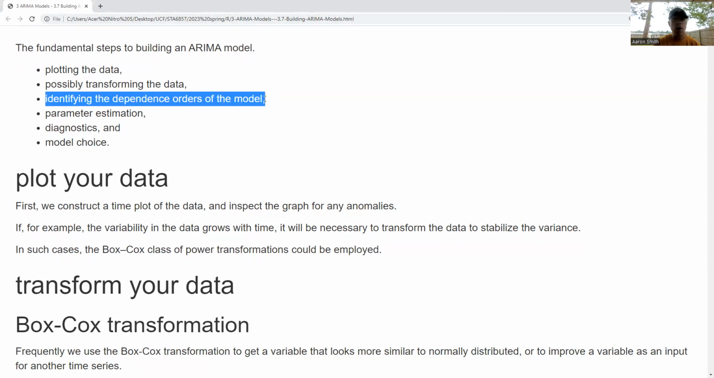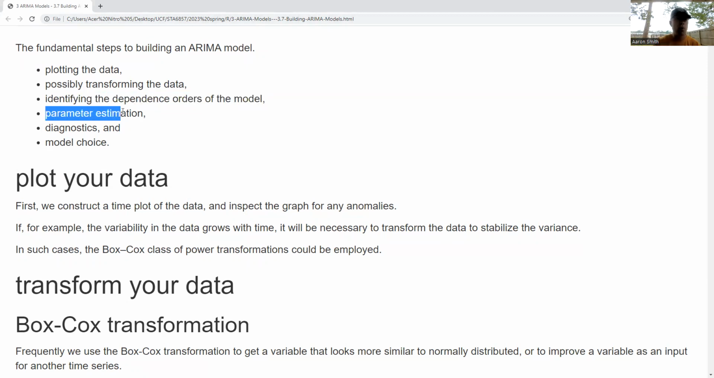Remember that we have three parameters for an ARIMA model. The first one we need to figure out is the difference parameter, the degree of differencing. Then we figure out the P and Q degrees off of that. After we've established the model structure that we want, we estimate the parameters. We run diagnostics to make sure that we have a good model. And then we compare the multiple models that we've built to each other to make a decision.